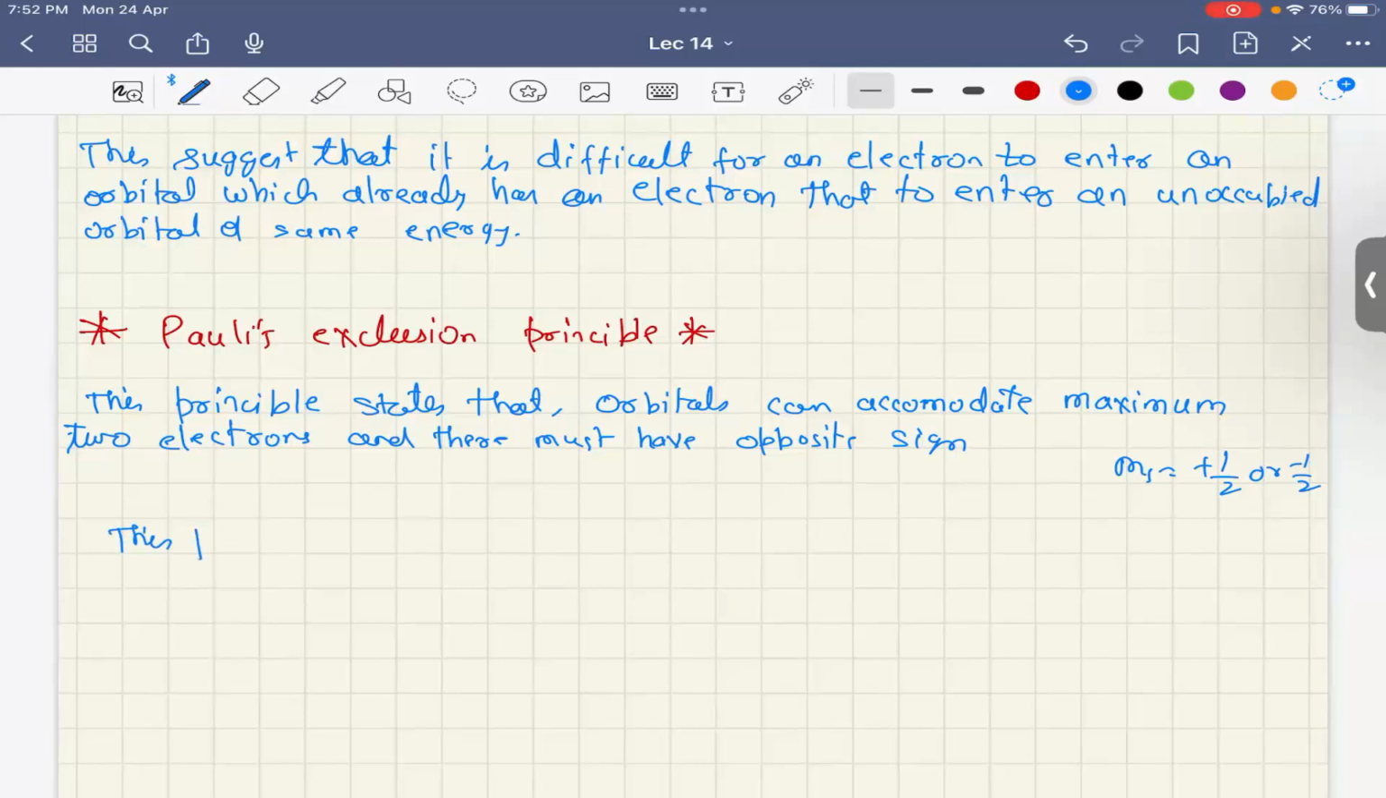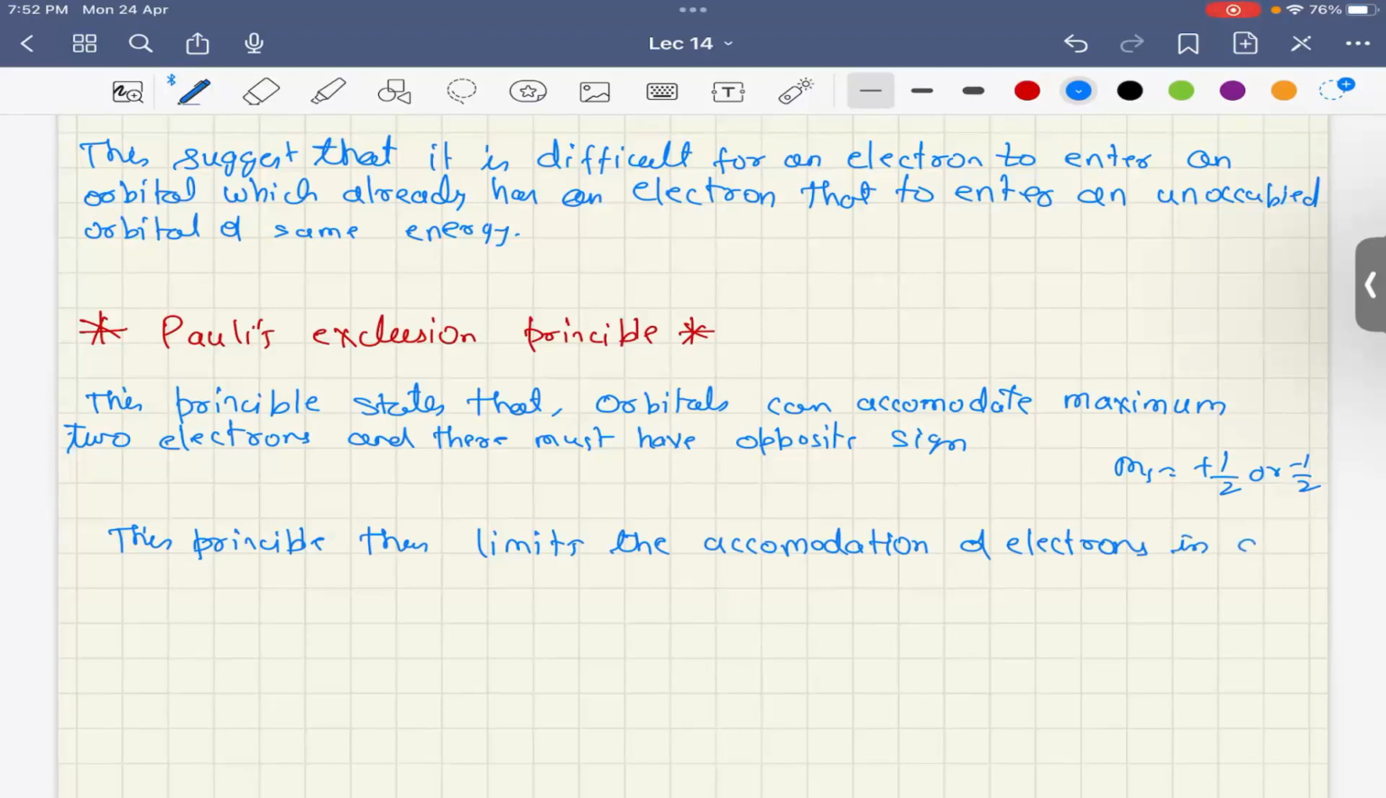So this principle thus limits the accommodation of electrons in an orbital. This means that an orbital can have 0, 1, 2 electrons.